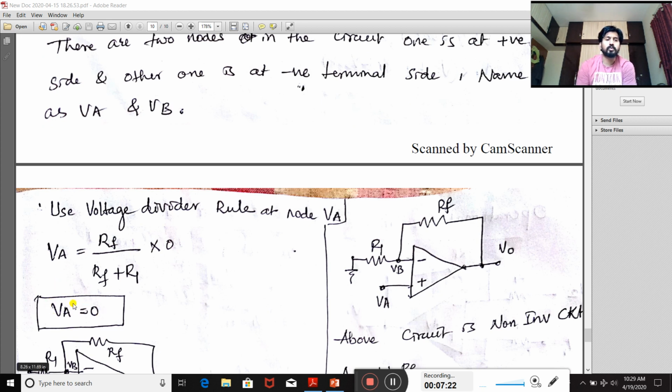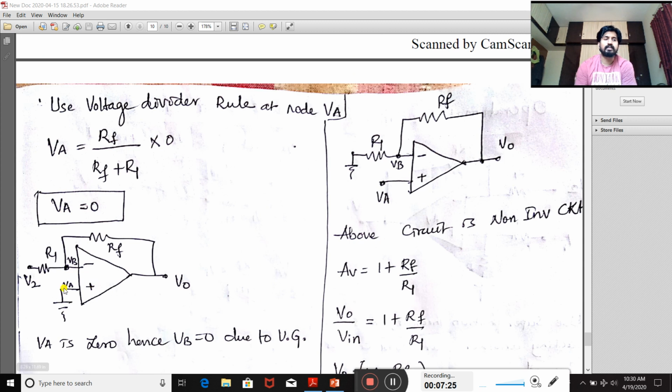When VA becomes 0, if you draw the circuit again, V2 is acting, the same thing we have drawn, but at the positive terminal this VA you are showing directly connected to ground. That means VA is at 0. As we have studied the virtual ground concept, whatever voltage is at the positive terminal, the same voltage will appear at VB also, that means at the negative terminal also, because of virtual ground. That is what I have written here. VA is 0 potential, hence VB is equal to 0 due to virtual ground.